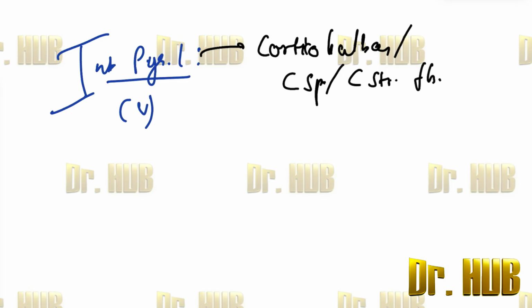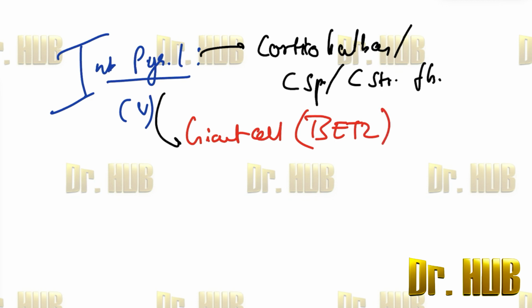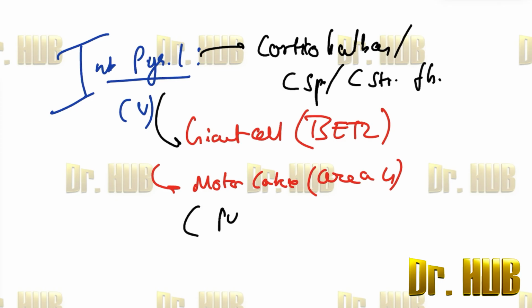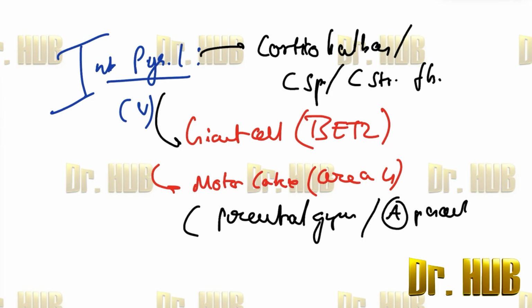And it contains the giant cells of Betz. The giant cells of Betz are found in the motor cortex, area 4, of the precentral gyrus as well as the anterior paracentral lobule.